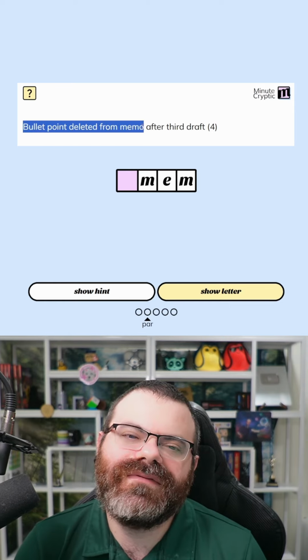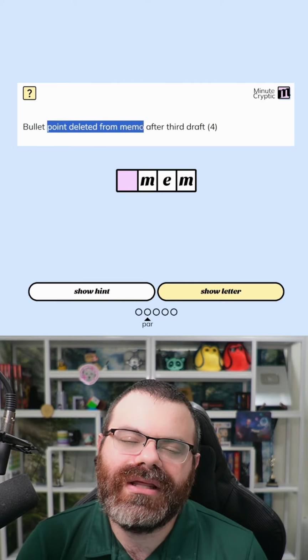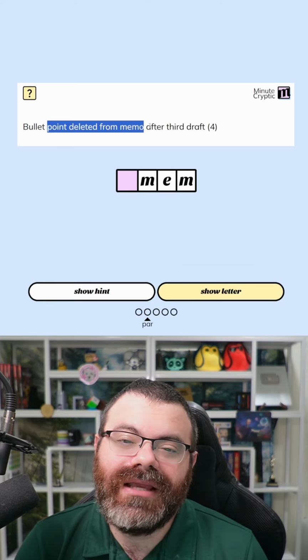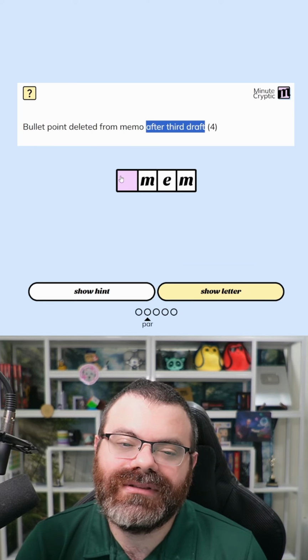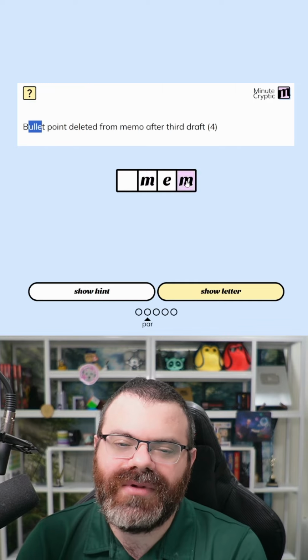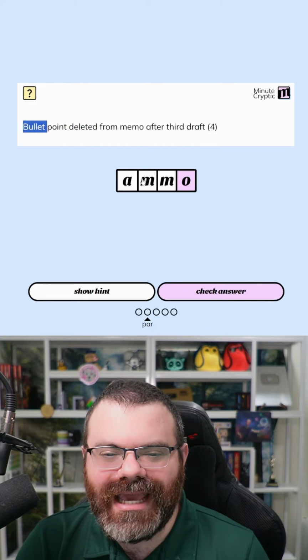Bullet point deleted from memo just really feels like instructions here. Or maybe it's point deleted from memo. That would still be M-E-M. And then we're after third draft, and it means bullet. I feel like our answer is ammo. So let's figure out why ammo is our answer. Because that means bullet is ammo, right?